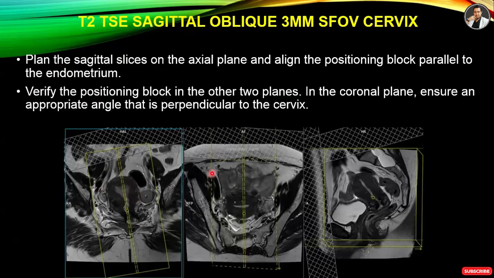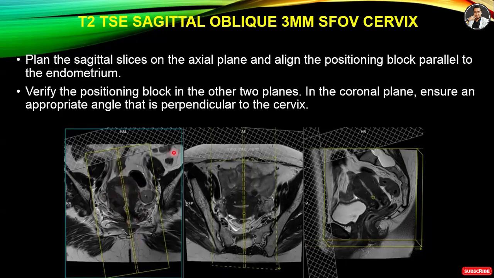Let's see the axial image. If this is the axial image, then we will parallelize it with the endometrium. If this is the endometrium, then we will parallelize it with the endometrium. We will put the plan in the form of a sagittal oblique.